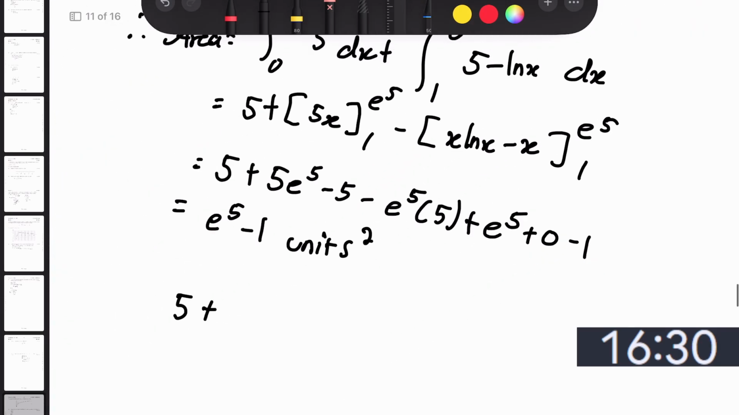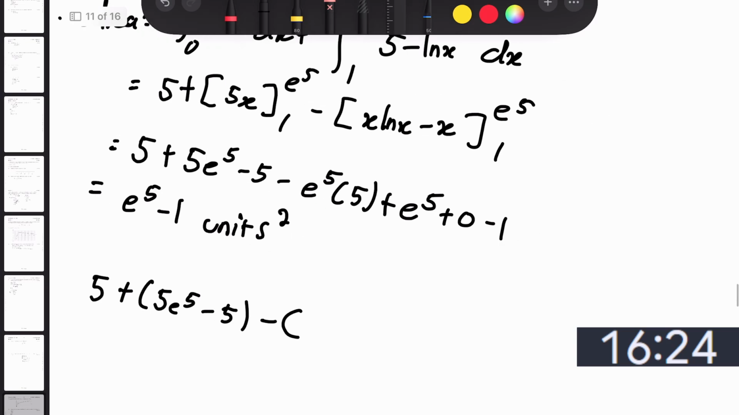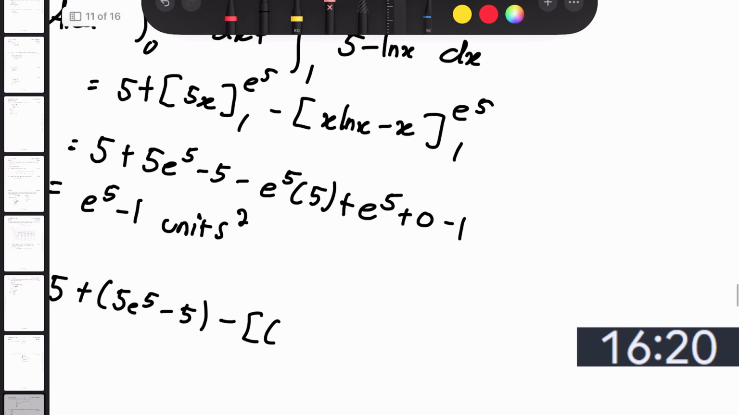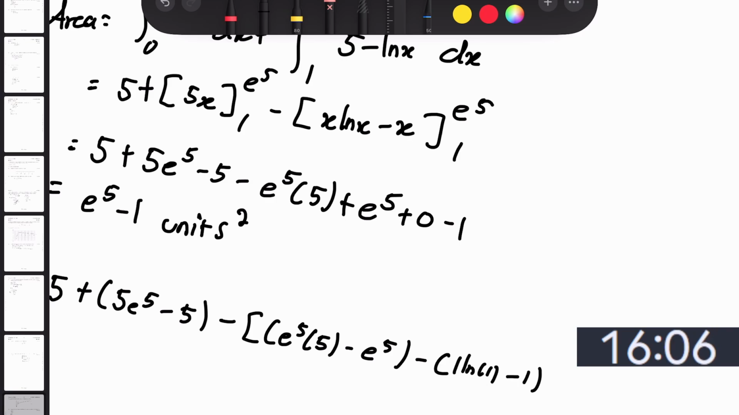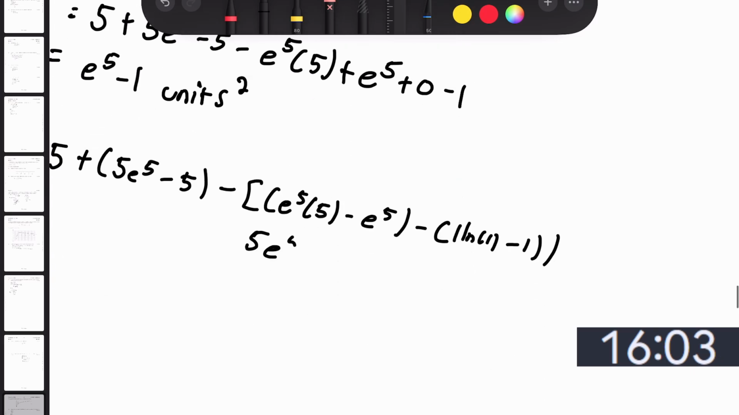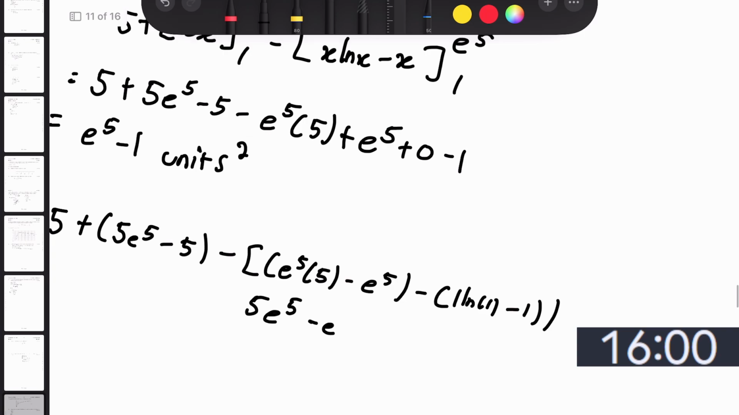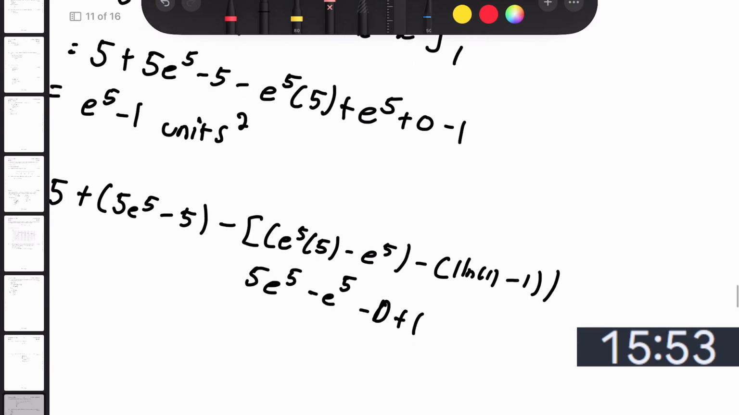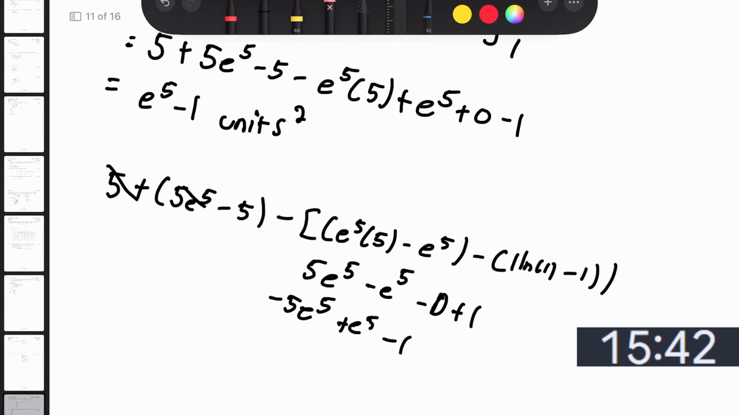I guess we can check. So 5 plus 5 e to the 5 minus 5 minus e to the 5 times 5 minus e to the 5. And here this will be minus 1 ln of 1 minus 1. Here we have 5 e to the 5 minus e to the 5 minus 0 plus 1. And then if we take that minus, it becomes minus 5 e to the 5 plus e to the 5 minus 1. Yep. And again, cancel, cancel, cancel, cancel.